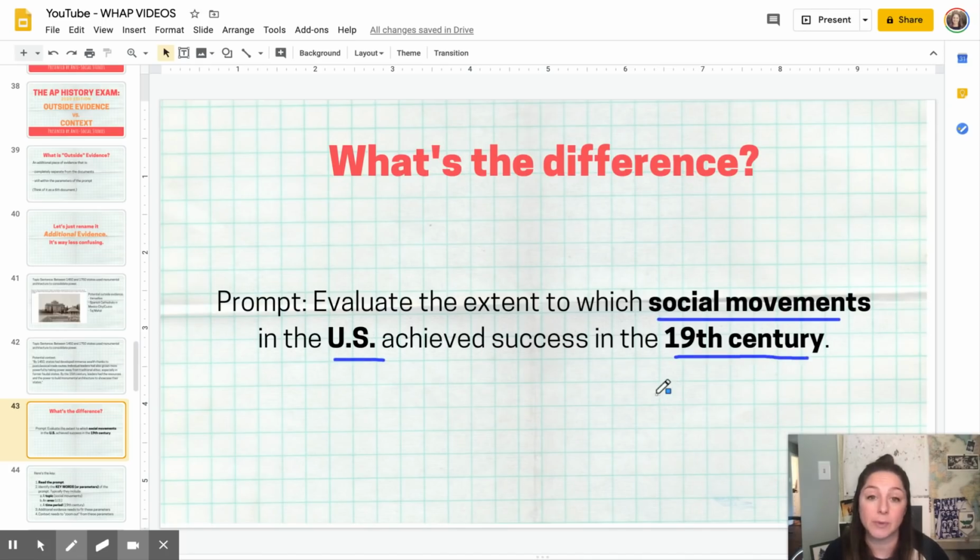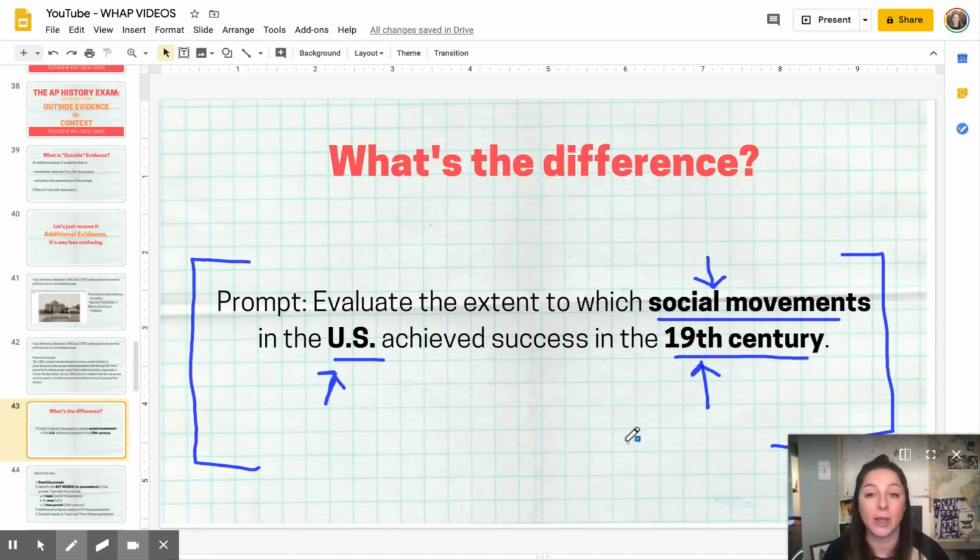These are the parameters, right? They're saying within your essay, you need to focus on only social movements, right? You need to focus on only the United States, and you need to focus just on the 1800s. Those are now your parameters. So additional evidence or outside evidence needs to stay within those parameters. All of your additional evidence needs to be inside the United States, it needs to be a social movement, and it needs to be in the 19th century.